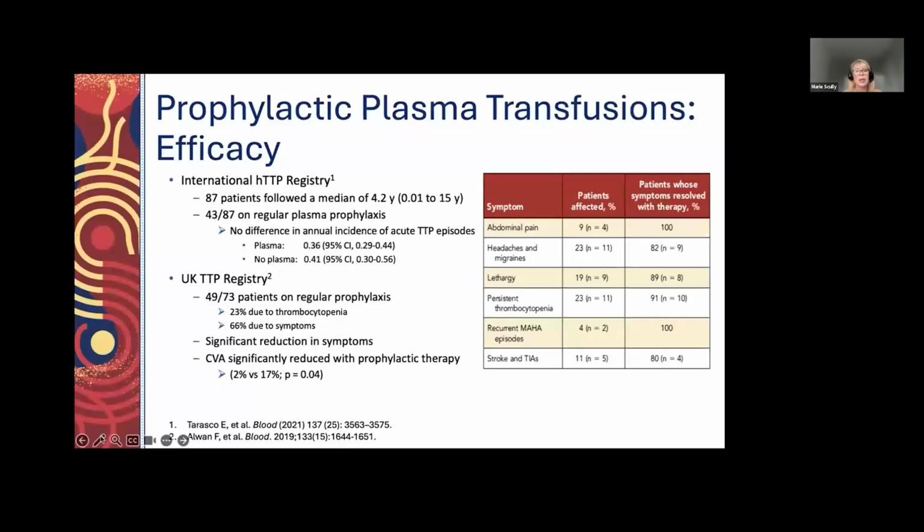From the UK registry, there was a reduction in symptomatology as demonstrated in the table. But the reasons for starting prophylaxis, in about a quarter of cases, it was because of recurrent thrombocytopenia based on levels below the normal laboratory range. But in 2/3 of patients, it was because of symptoms, non-overt symptoms. And these were significantly reduced if plasma infusion was started regularly. And certainly the evidence for reduction in end organ damage has been shown both from the UK and the international registry.